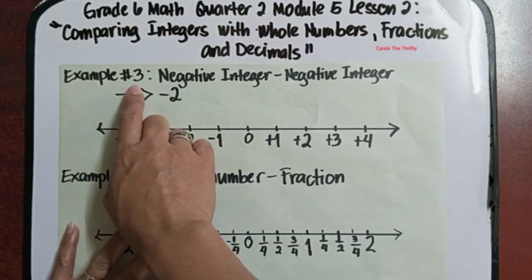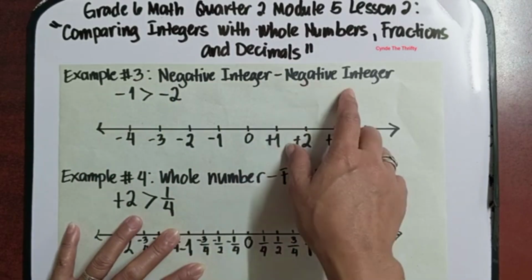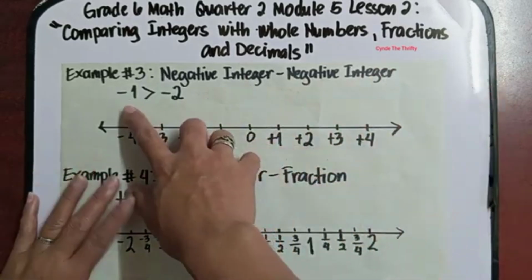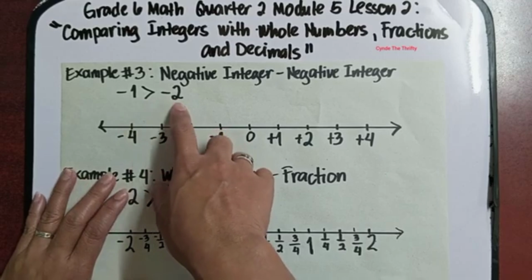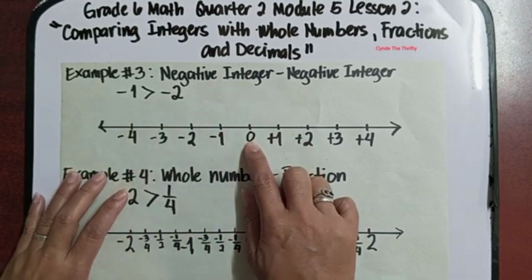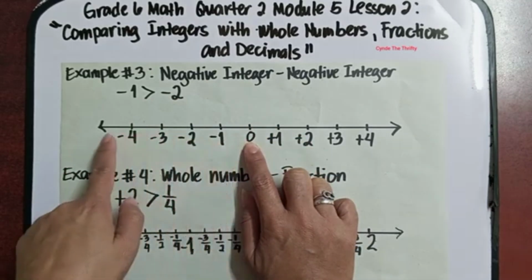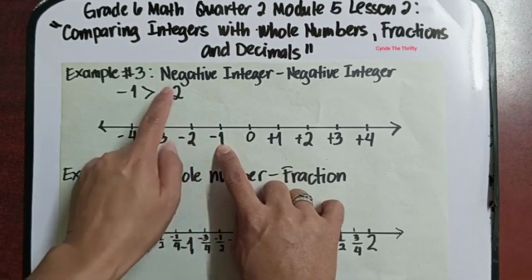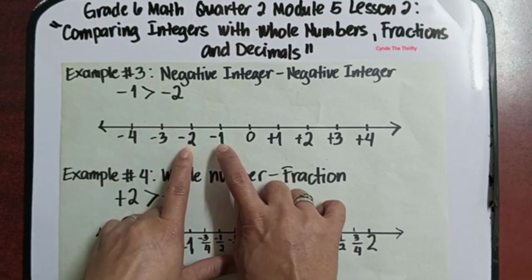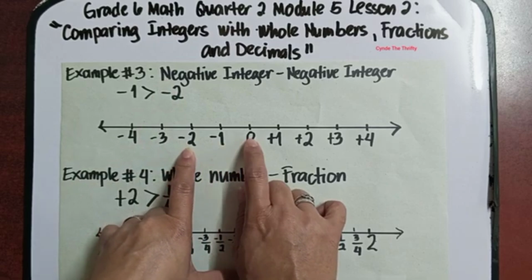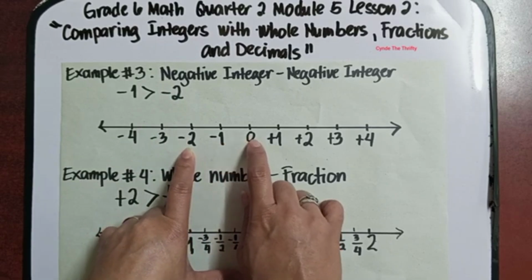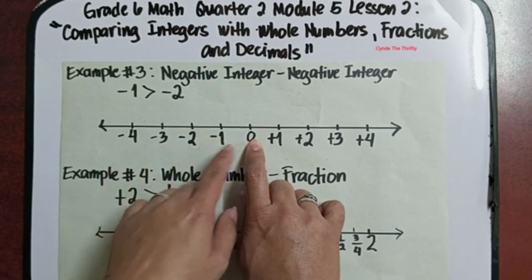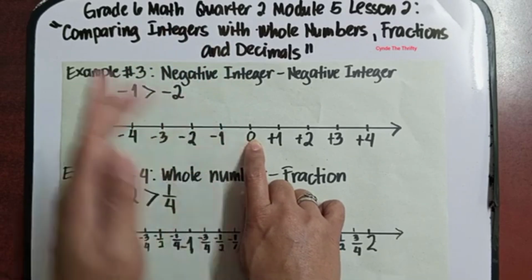Example number 3. Negative integer to negative integer. Okay, so negative to negative naman yung i-compare natin. Example, negative 1 is greater than negative 2. Bakit? Nandito si 0. So, lahat ng negative number natin is nasa left side. So, si negative 1 is nandito. And then, si negative 2 is nandito. Sino yung mas malapit nila kay 0? Si negative 1 kasi nandito si 0. So, mas malapit si negative 1. And according to our rule, lahat ng number na malapit kay 0 has a greater value.